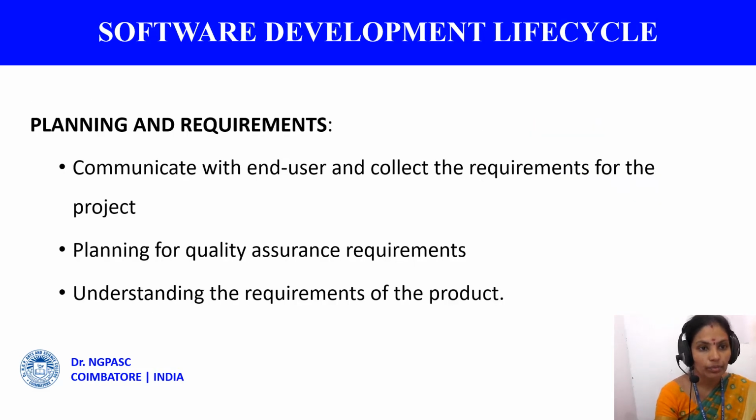First one, planning and requirements. Why we need plan and requirement? It is the first phase of the software development life cycle. It is used to communicate with the end user and collect the requirements for the project. So we are able to communicate with the end user for requirements gathering and also planning for quality assurance requirements and understanding the requirements of the product. Whatever requirements are given by the end user, we must satisfy in our product development. So we must have proper planning and requirements.